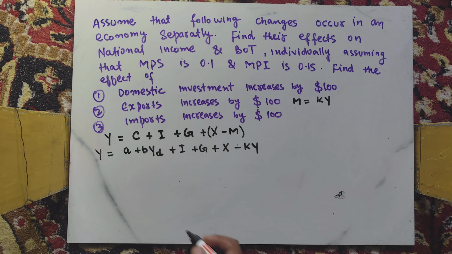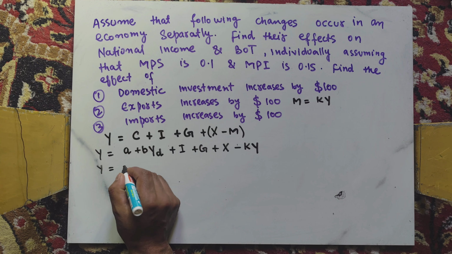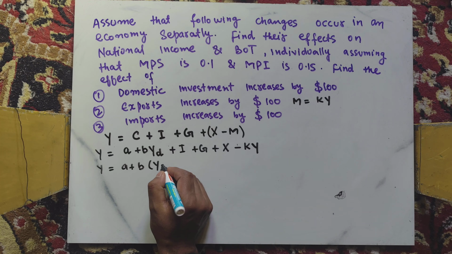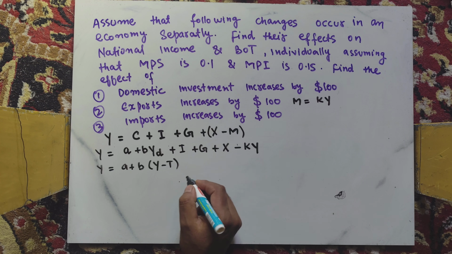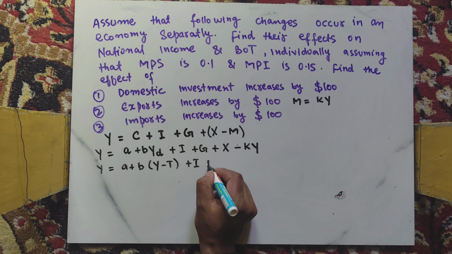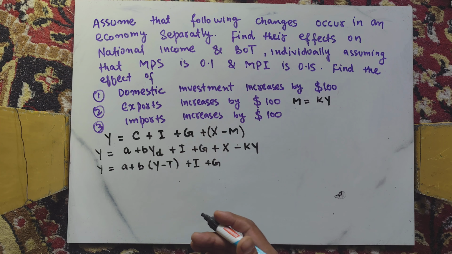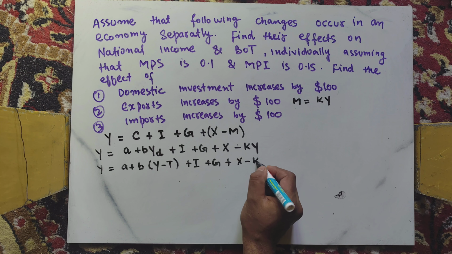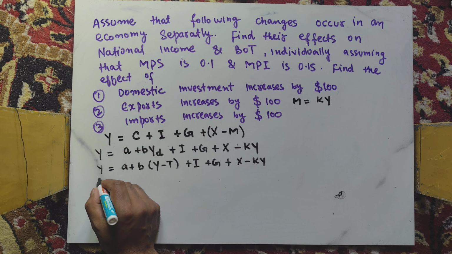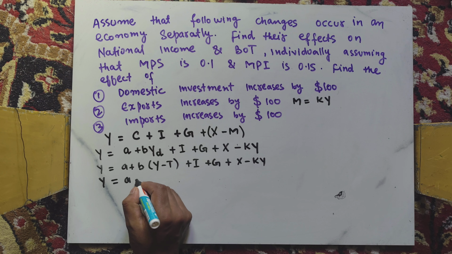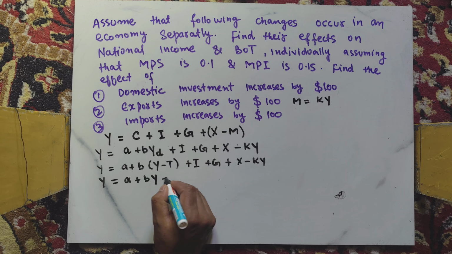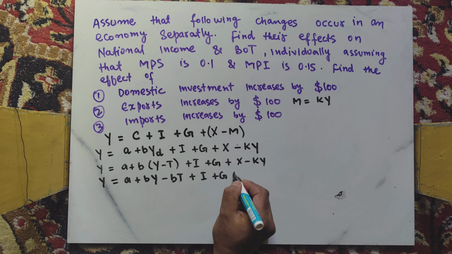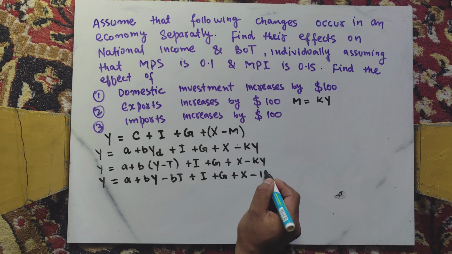Having said that, we can rewrite it: Y is equal to A plus B times disposable income, which is Y, total income, minus the taxes paid out of this income, plus I plus G. So first we need to find out the foreign trade multiplier here. Plus X minus KY. Okay, solving further, Y is equal to A plus BY minus BT plus I plus G plus X minus KY.